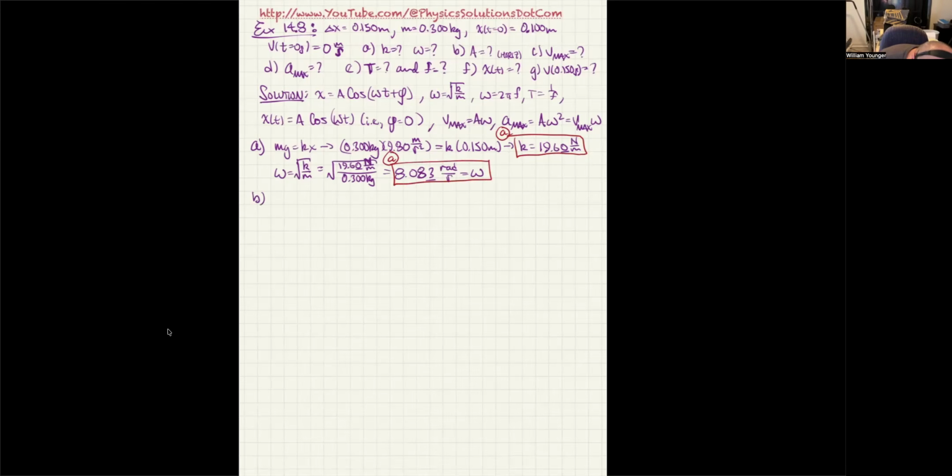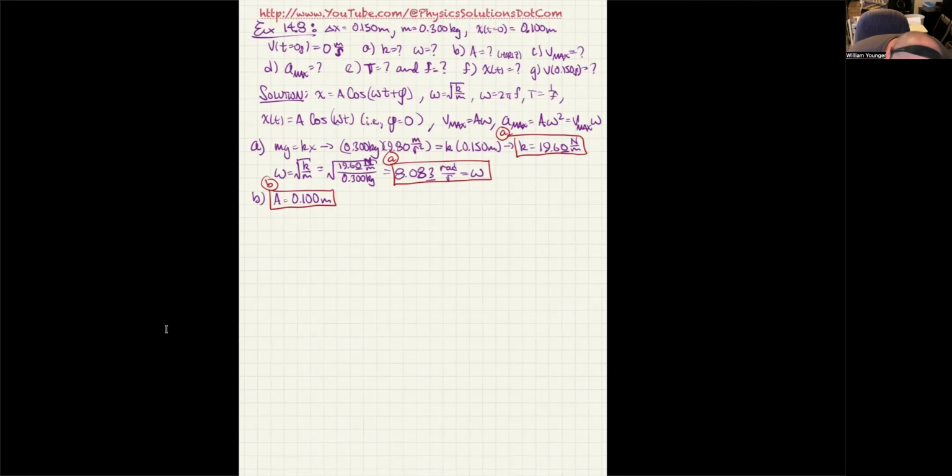Now for part B, we're asked to find A, and of course we know A is going to have to be just the amplitude that we were given, so there's really no work to be done there because once we stretch it out to 0.100 meters, with it being frictionless, it's never going to get any smaller, but it's definitely never going to get any bigger. So A is equal to 0.100 meters, which is the amplitude. So I'll just box that off. That's part B.